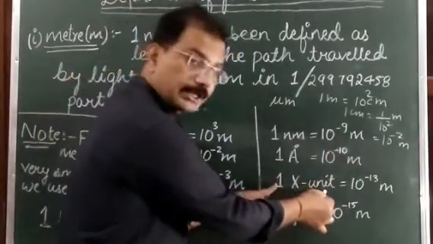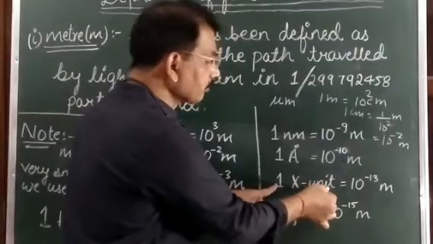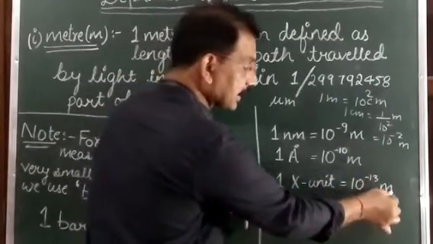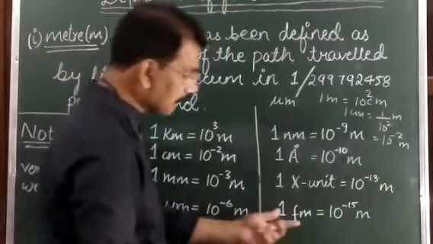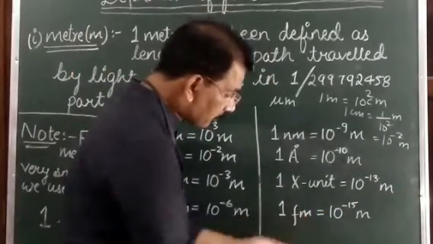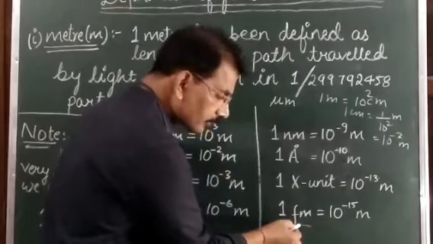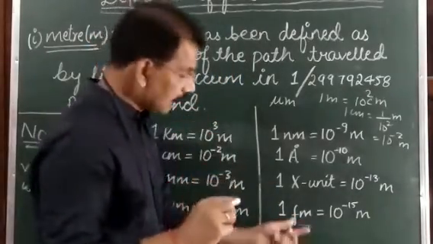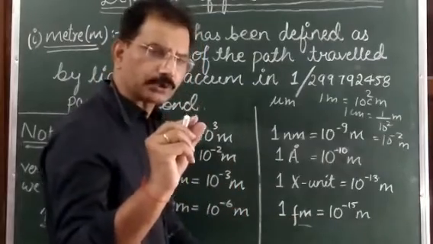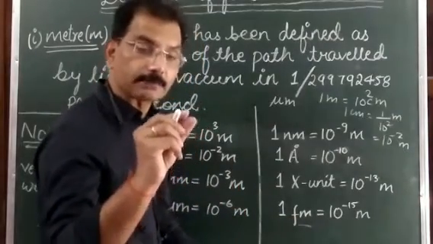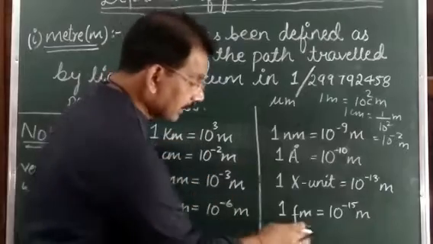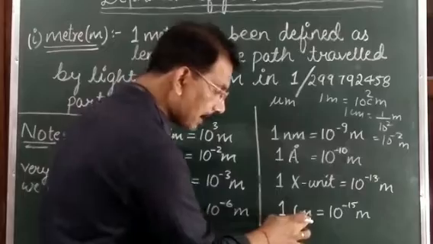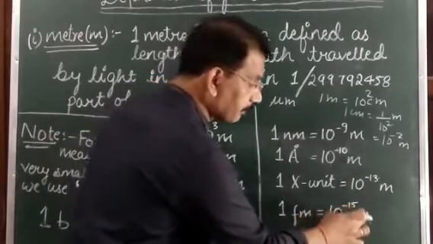1 x unit is also a unit of length, which is equal to 10 to the power minus 13 meter. And similarly, 1 fm, this fm is called Fermi, to measure the size of the nucleus. हाँ, बहुत छोटी साइज, जैसे न्यूक्लियस की साइज को मेजर करने के लिए, एटम के न्यूक्लियस की साइज को मेजर करने के लिए हम कौन सा यूनिट यूज करते हैं? फर्मी. And 1 Fermi is equal to 10 to the power minus 15 meter.